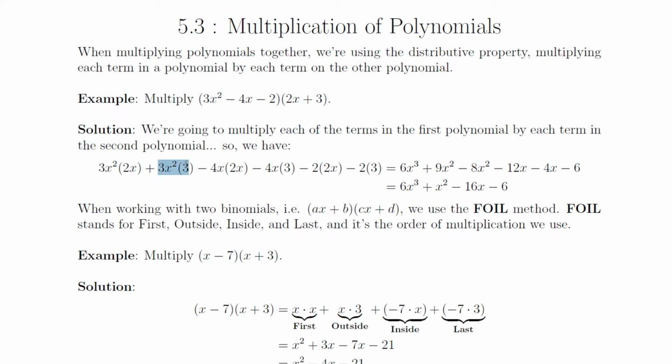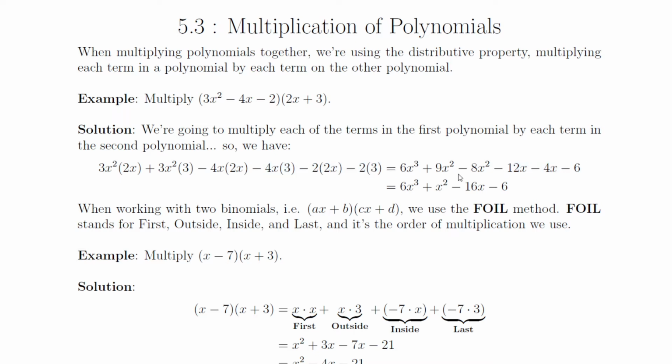Over here, same idea. I've got 3x squared times 3. The 3's are just going to multiply, and I've got a 9. X squared, again, there's nothing over here, so it's just x squared. It's following along for the ride. Minus 4 times 2 is minus 8. The x's, I have an x times an x, which is an x to the first times an x to the first. So x to the 1 plus 1 is equal to 2. Minus 12x, again, you can multiply the rest of these out, and this is what you're going to get.